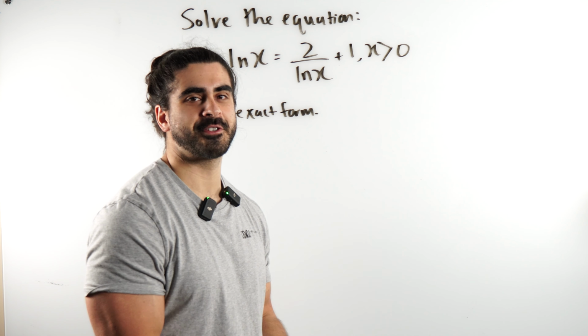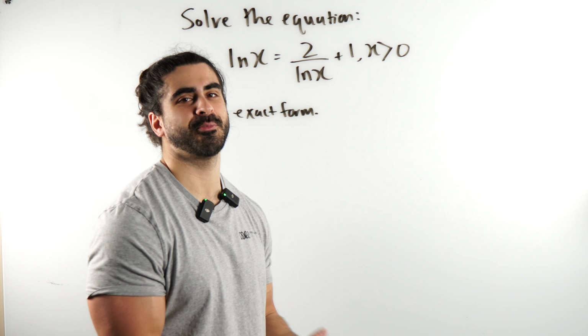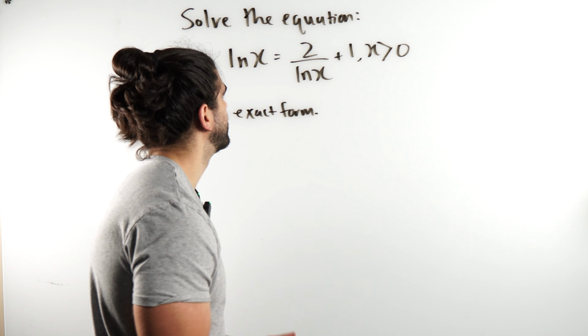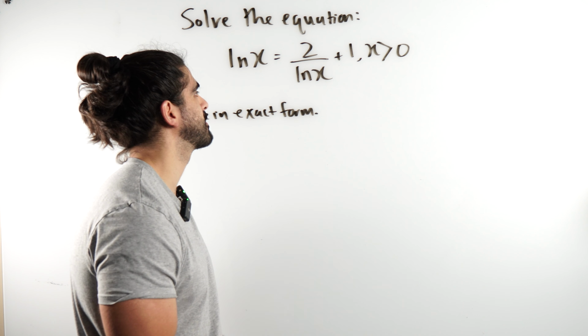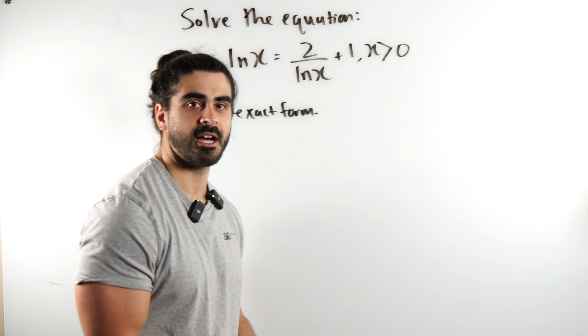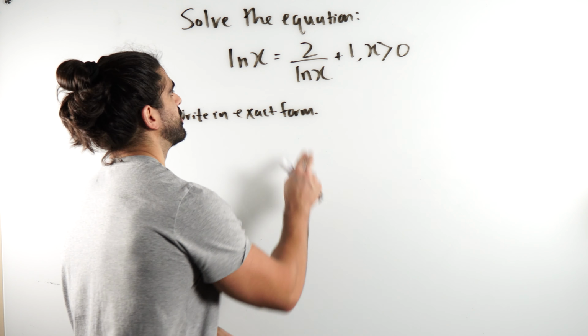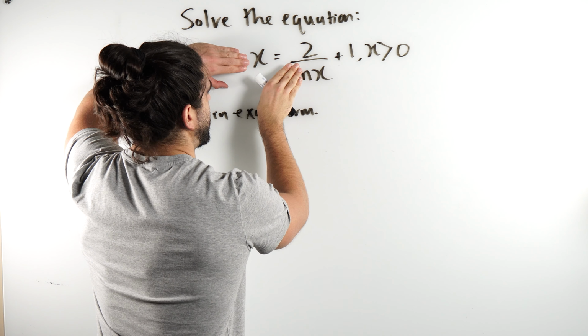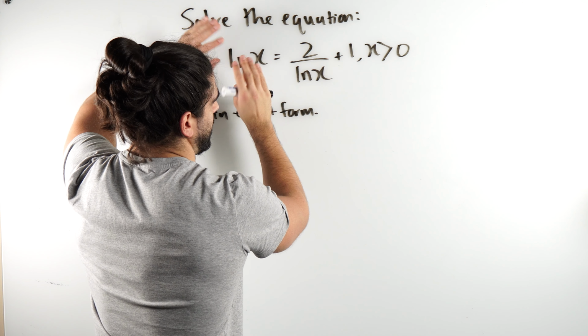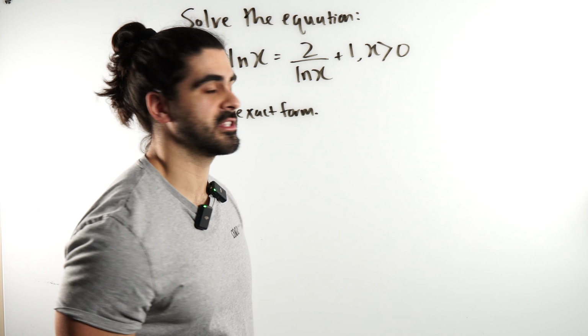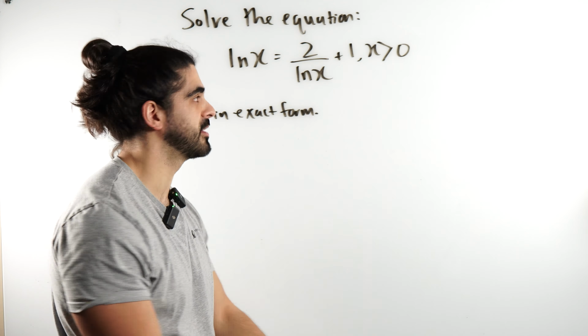Only 5% of students could get this question correct, but it's nice and easy. So, ln x equals 2 over ln x plus 1, x is bigger than 0. How do we solve that? Now, imagine ln wasn't there, and you had x equals 2 over x plus 1. You would know that's a quadratic once you multiply through by denominators, right?